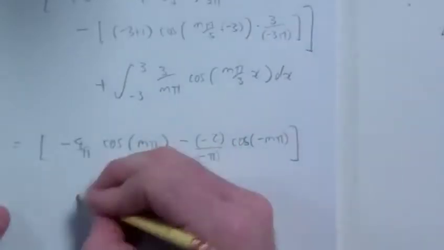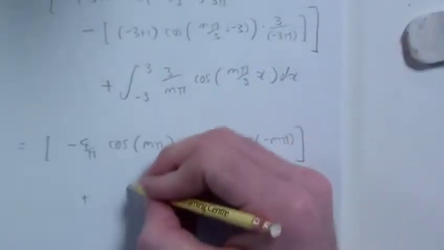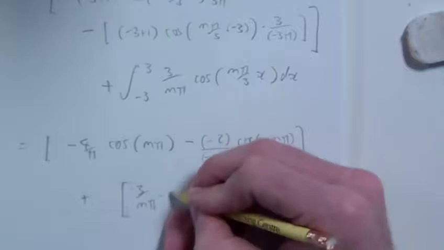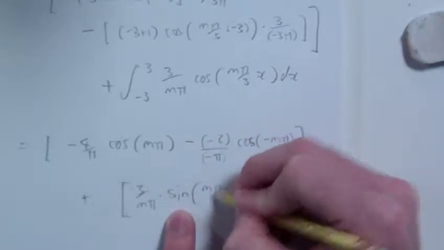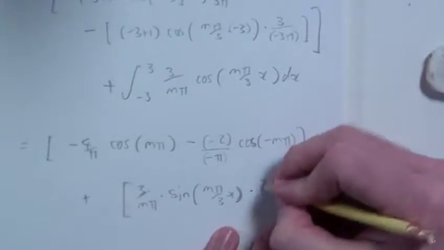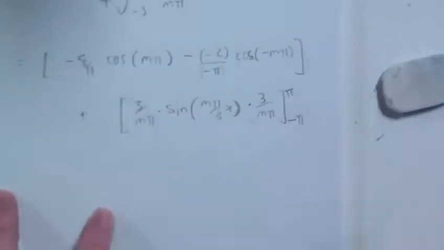And then the other bit, so the other bit will be the 3 on m pi will still be there. Cos becomes a sine, and I have to divide by that thing there, so it's another 3 on m pi. Doing well. Let's see what happens on the next line.